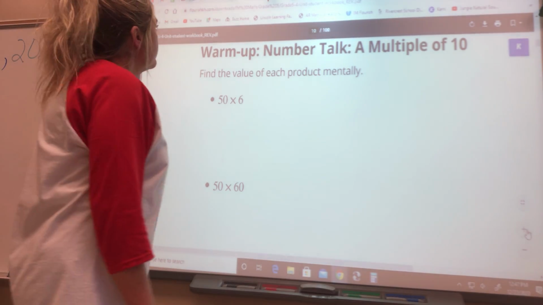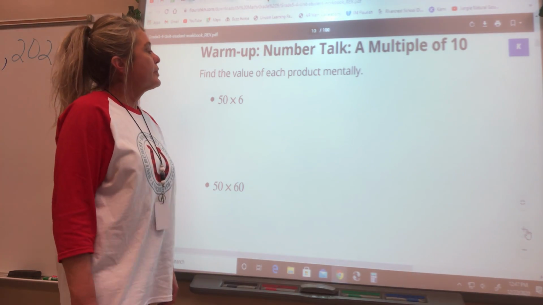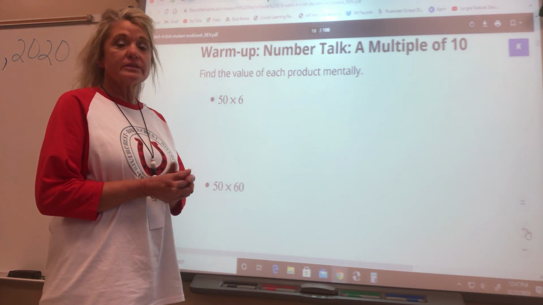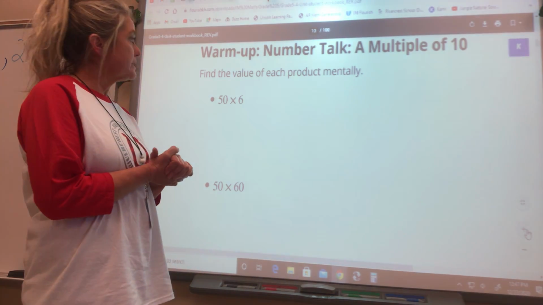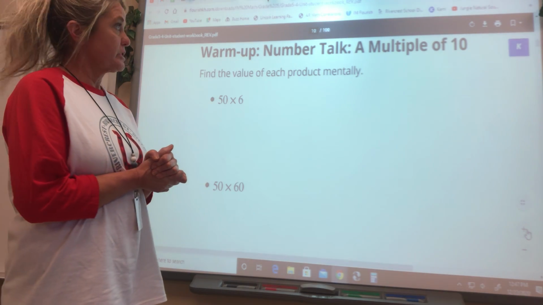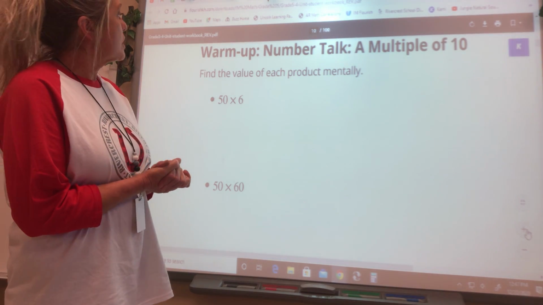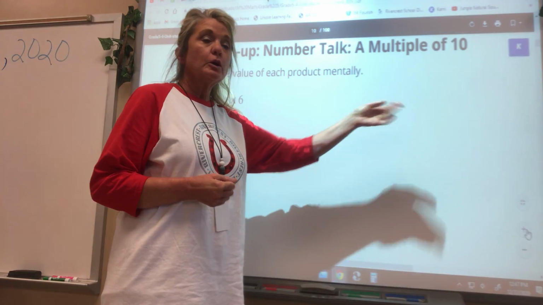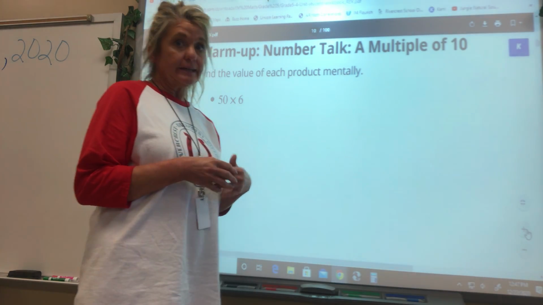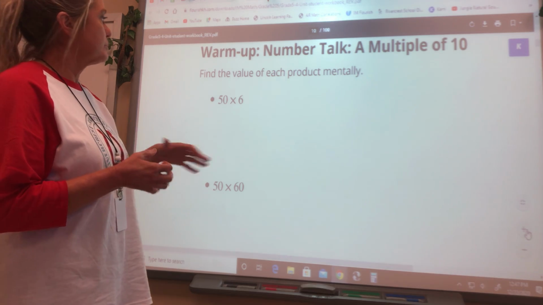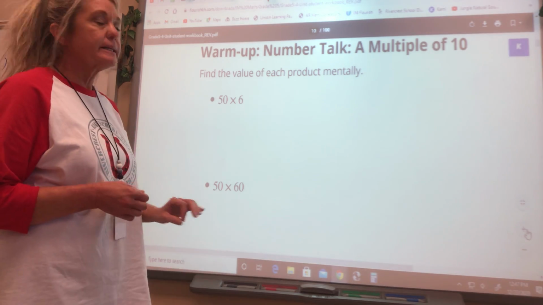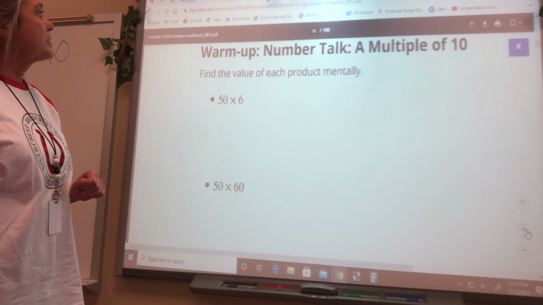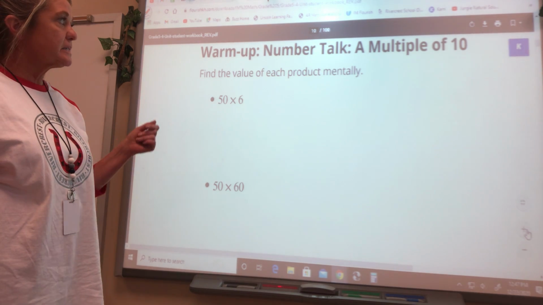Guys, we are still dealing with multiplying or dividing with powers of 10. This lesson specifically deals with multiplying powers of 10. And anytime you see it say a multiple of 10 or a power of 10, we're going to be talking about the same thing. It's going to be things that are ending in 0. And it asks us just to find the value of each mentally.